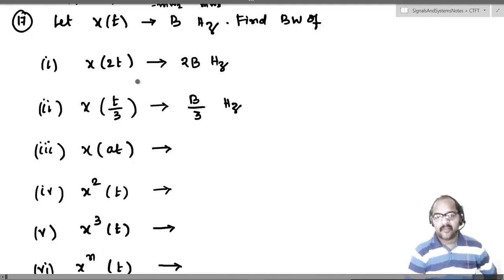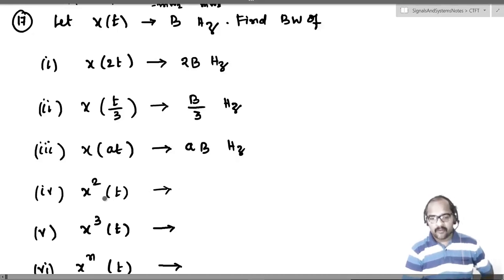Okay, next, with the same argument for the previous two problems, we can say that x of at will have a times b as the bandwidth. Why? If it is x of 2t, bandwidth is 2b hertz. If it is x of t by 3, bandwidth is b by 3 hertz. So if it is x of at, bandwidth would be ab hertz. Okay, right.